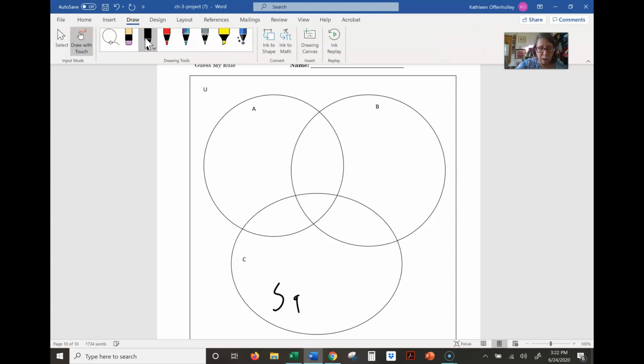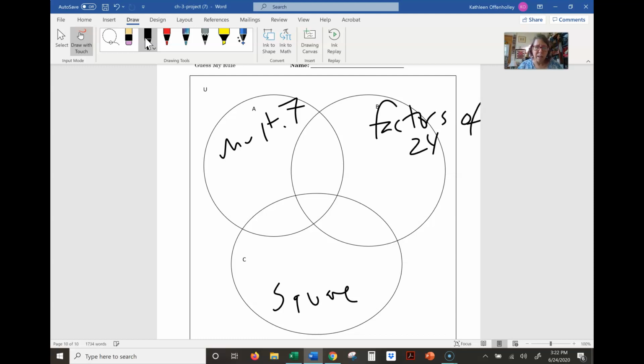This is going to be square numbers. This is going to be multiples of 7, and I'll erase it later. And then this is factors of 24. That might be kind of hard for somebody to guess. And then I'll erase it after, or make a new one without the rules written down. So, 7 is a multiple of 7. 14 is a multiple of 7.